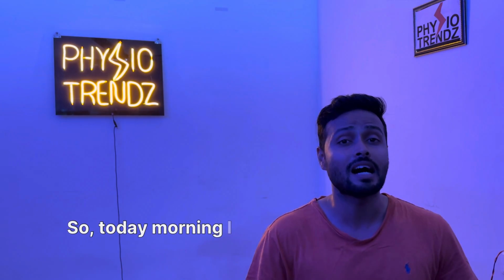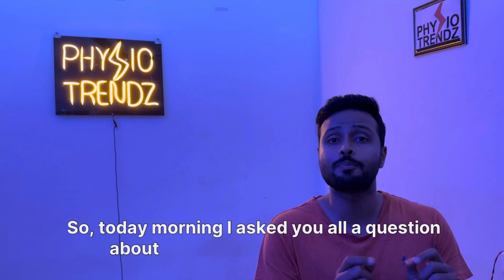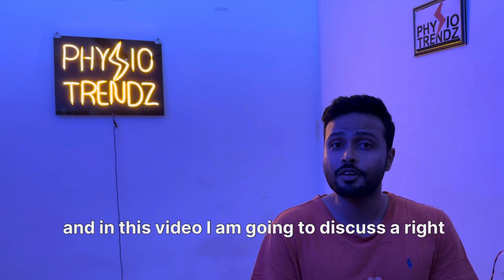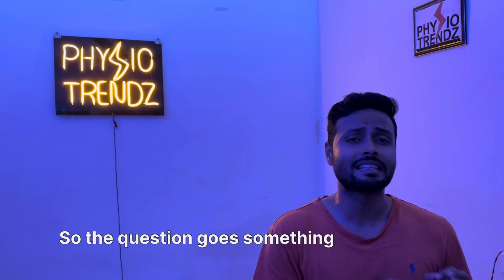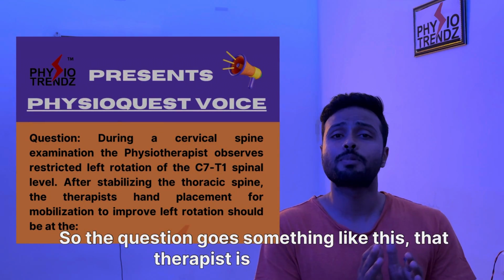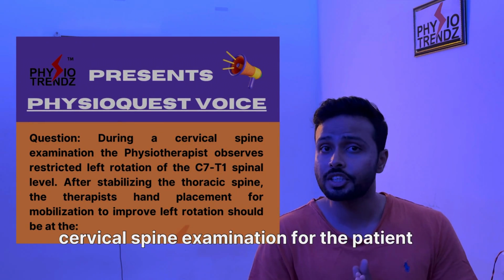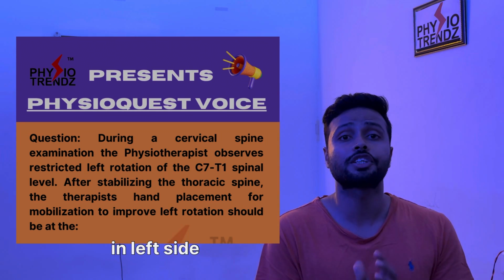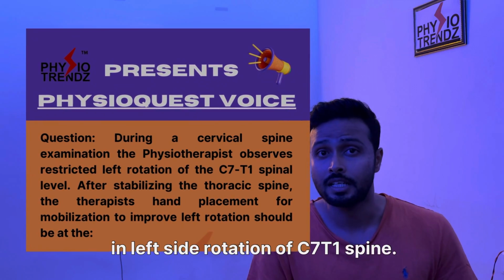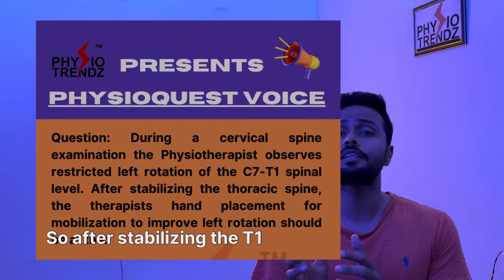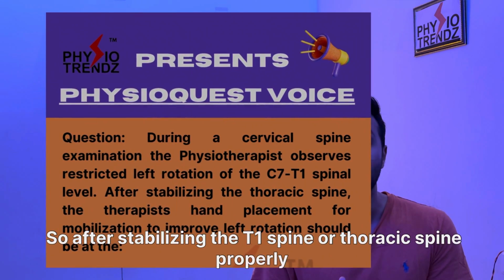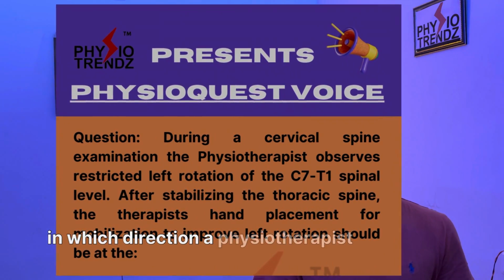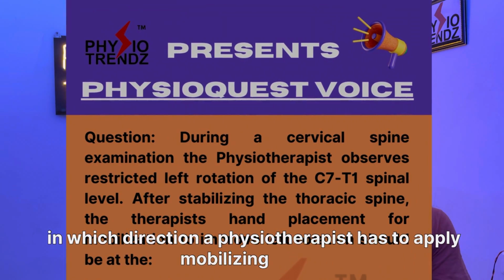So today morning I asked you all a question about cervical spine mobilization, and in this video I'm going to discuss the right answer for that and also the reasoning behind it. So the question goes something like this: a therapist is performing a cervical spine examination for the patient and finds that there is a restriction in left side rotation of C7-T1. After stabilizing the T1 or thoracic spine properly, in which direction does a physiotherapist have to apply the mobilizing force?